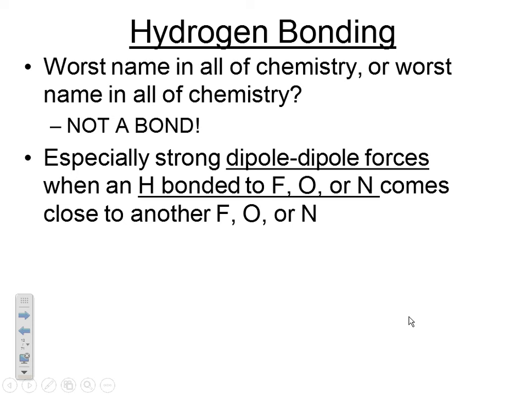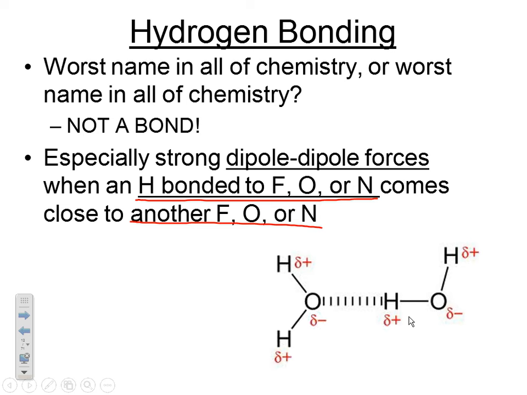I compare this to extra strength Tylenol versus regular strength Tylenol, where a dipole-dipole force would be regular strength Tylenol, hydrogen bonding would be extra strength Tylenol, meaning they're both Tylenol, but one is stronger than the other. And it's super strong. It only happens in certain situations. Your hydrogen has to be bonded to an F, O, or N. So the H has to be actually bonded to a fluorine, oxygen, or nitrogen. And then it has to come into contact with another fluorine, oxygen, or nitrogen on another compound.